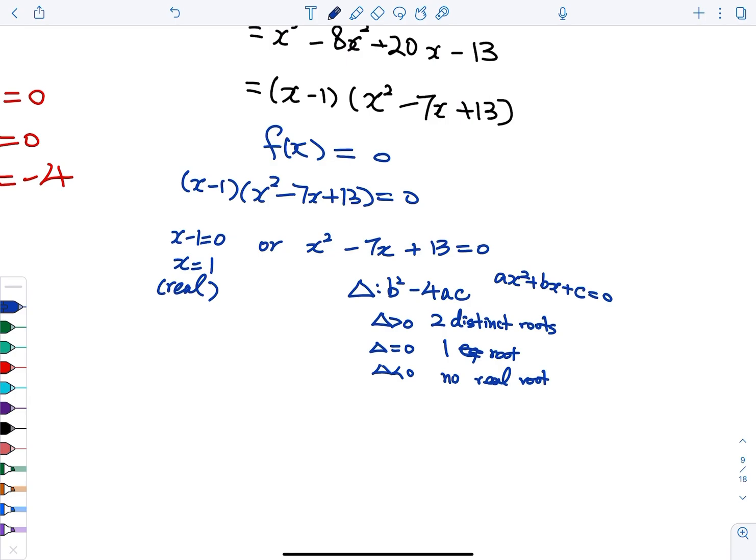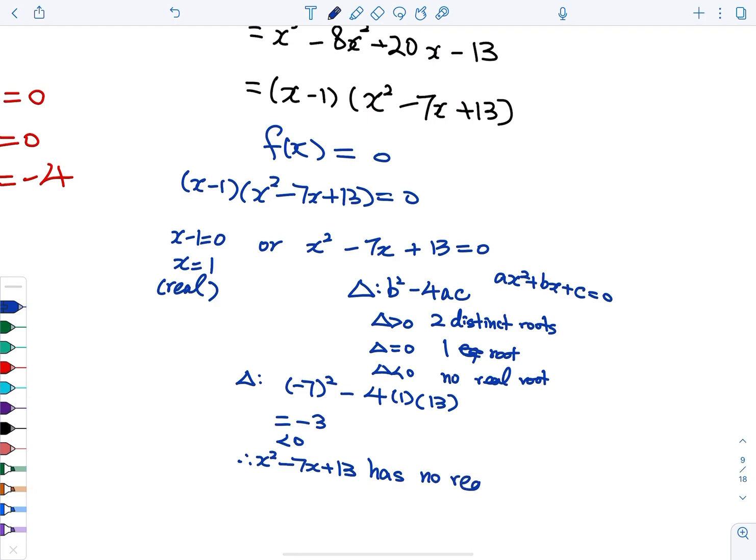So b is the coefficient of x, which is negative 7 here, minus 4. a is the coefficient of x squared, which is 1 here. And c is the constant. So find out the value. What do you get? You should be able to get negative 3, which is less than 0. And if it's less than 0, we will say this whole thing, x squared minus 7x plus 13, has no real roots.